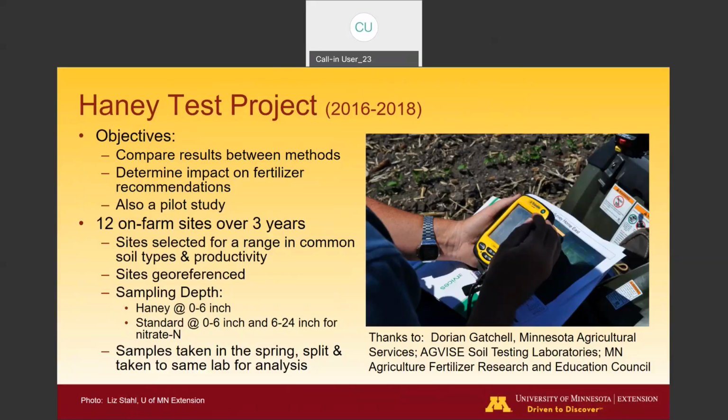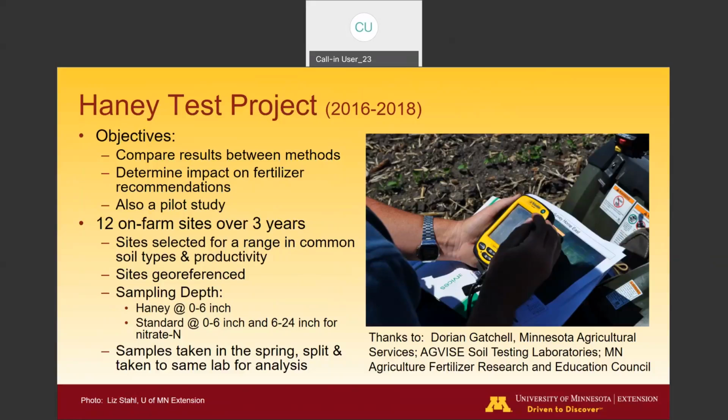What we did is select a location in each field, georeference that location so we could go back there each year for 3 years. We took about 12 to 15 cores around that selected spot, taking a sample at 0 to 6 inches, and then we also collected soil from 6 to 24 inches because we needed that for the standard test to test for nitrate nitrogen. Now that 0 to 6 sample, we mixed up and split in half. One half went to be analyzed by the Haney test, the other half for the standard test. Samples were all sent off to the same lab for analysis.